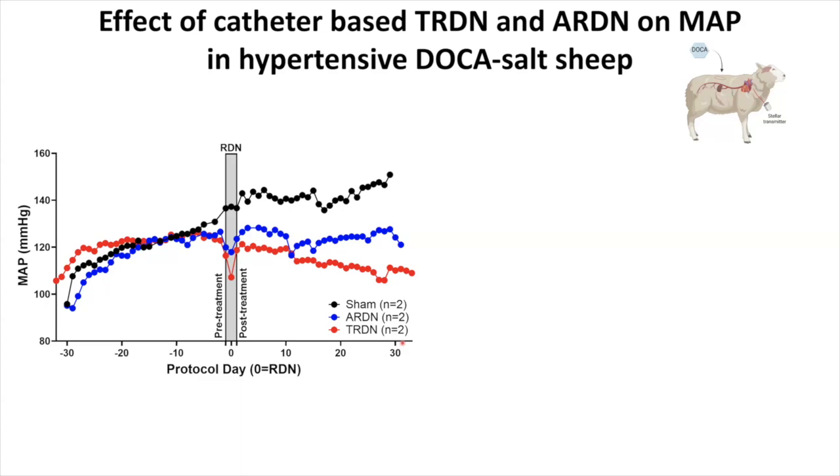So we have an N of 2 in each group. And what you see here is an increase in blood pressure with the DOCA-salt protocol in an animal that is not treated in terms of any denervation. In red, at this point here, we performed a total renal denervation, and you see the blood pressure. This is, again, just an N of 2. And in blue is the afferent denervation. And you can see blood pressure is down, but it's not as much as with total denervation.